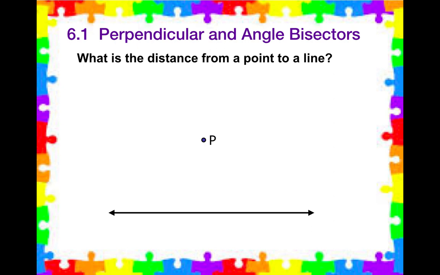Welcome back. This is Mr. Greenstein's Geometry, and we're in the middle of section 6.1, perpendicular and angle bisectors.